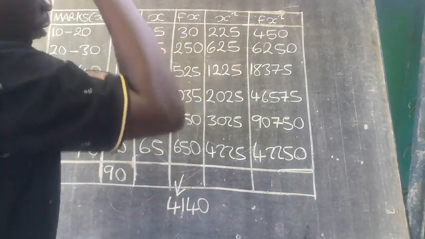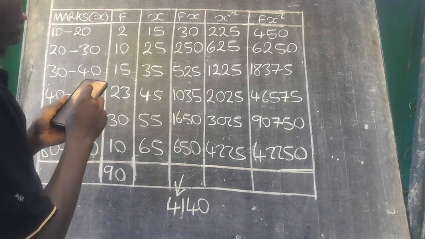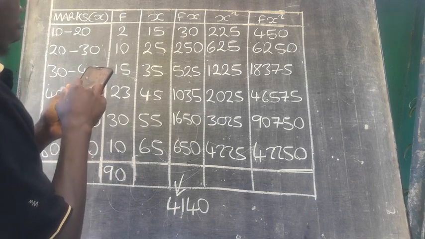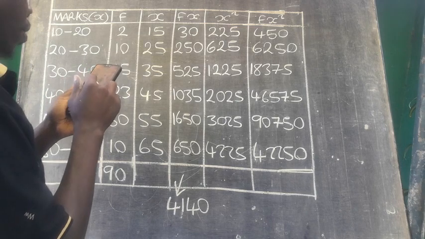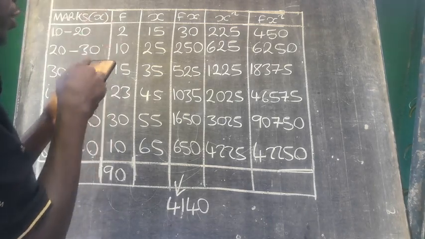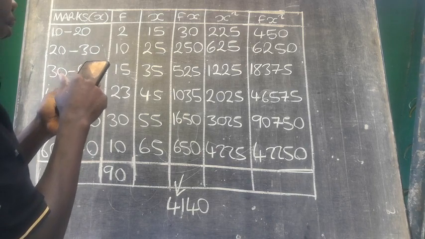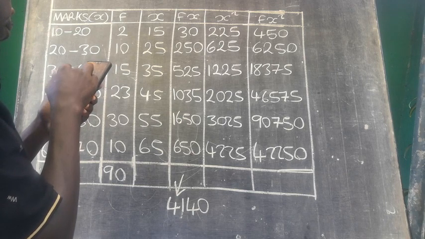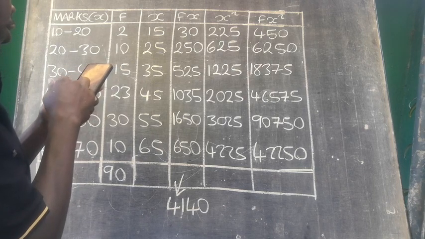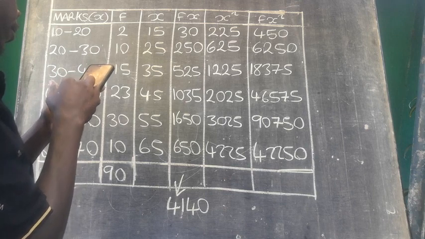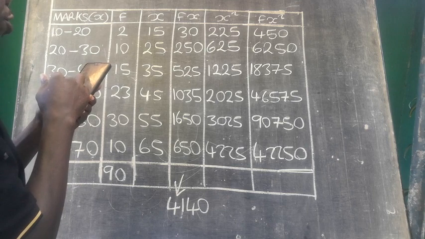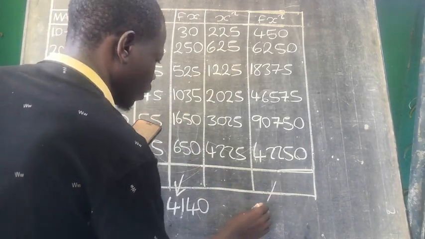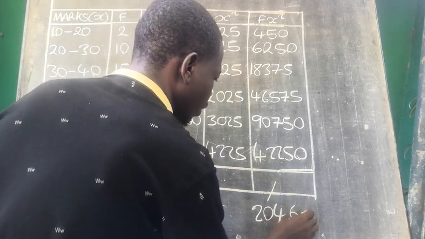Then we need also the summation for the last column. So we have 450 plus 6,250 plus 18,375 plus 46,575 plus 90,750 plus 42,250, which is giving us 204,650.